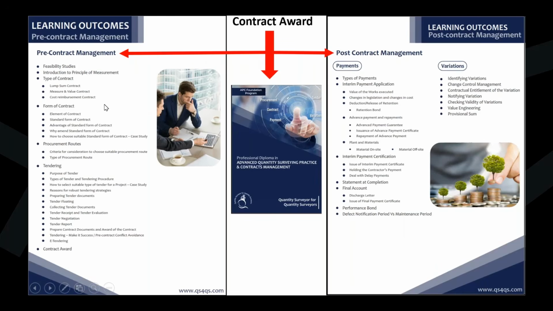But what should you know? You have to know what a feasibility study is. You should know about the principles of measurement. You should know about the types of contract. You should learn about the form of contract. Then you should know the procurement strategies, then the tendering process. Now, if you don't know any of them, you don't know what a type of contract is, you don't know what a form of contract is, and you don't know what the procurement strategies are, you don't have any idea about the tendering strategy, can you do the post-contract properly? The answer is no, you cannot. Because look at this. We have one common wording here. What is the common wording in the pre-contract and post-contract?